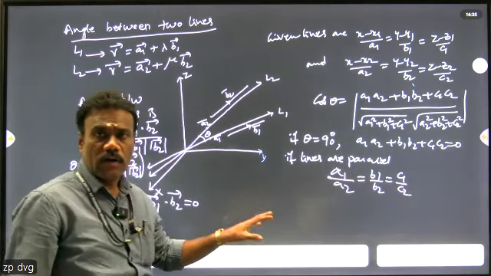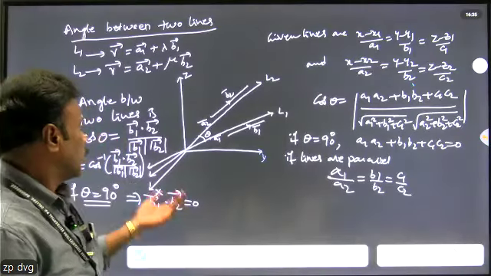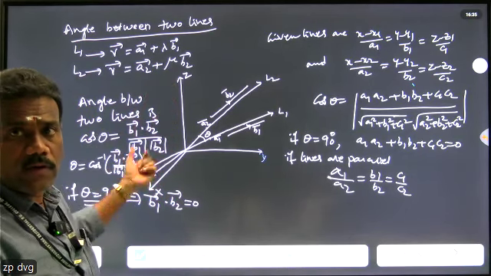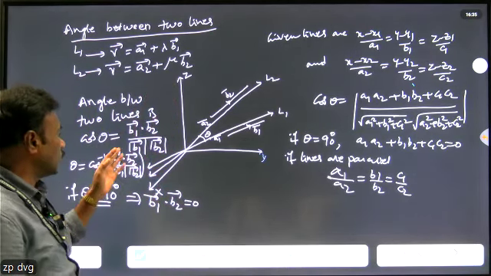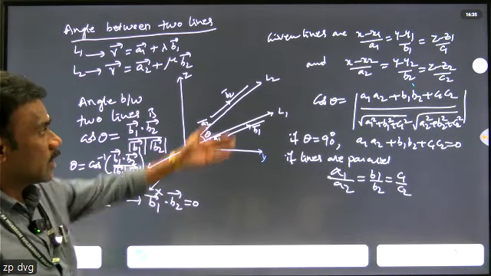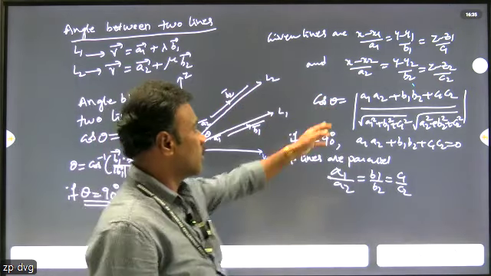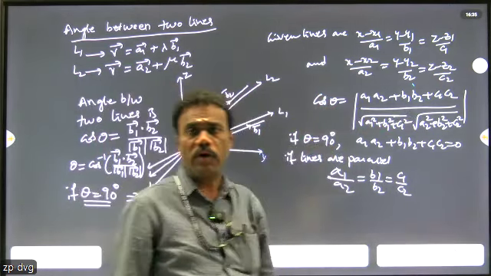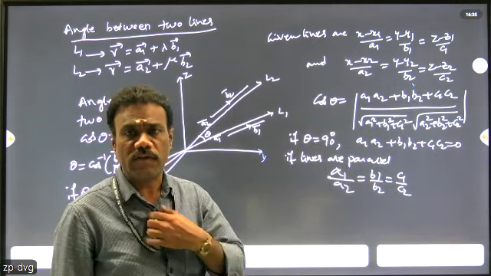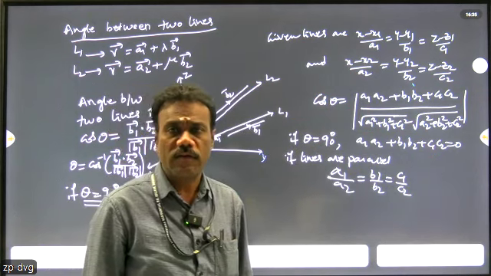So these are the formulas for finding the angle between two lines. When the lines are given in vector form, the angle between two lines is cos theta equal to b1 bar dot b2 bar by mod b1 bar into mod b2 bar. When the lines are given in Cartesian form, the formula is cos theta equal to mod a1 a2 plus b1 b2 plus c1 c2 by root over a1 square plus b1 square plus c1 square into root over a2 square plus b2 square plus c2 square.